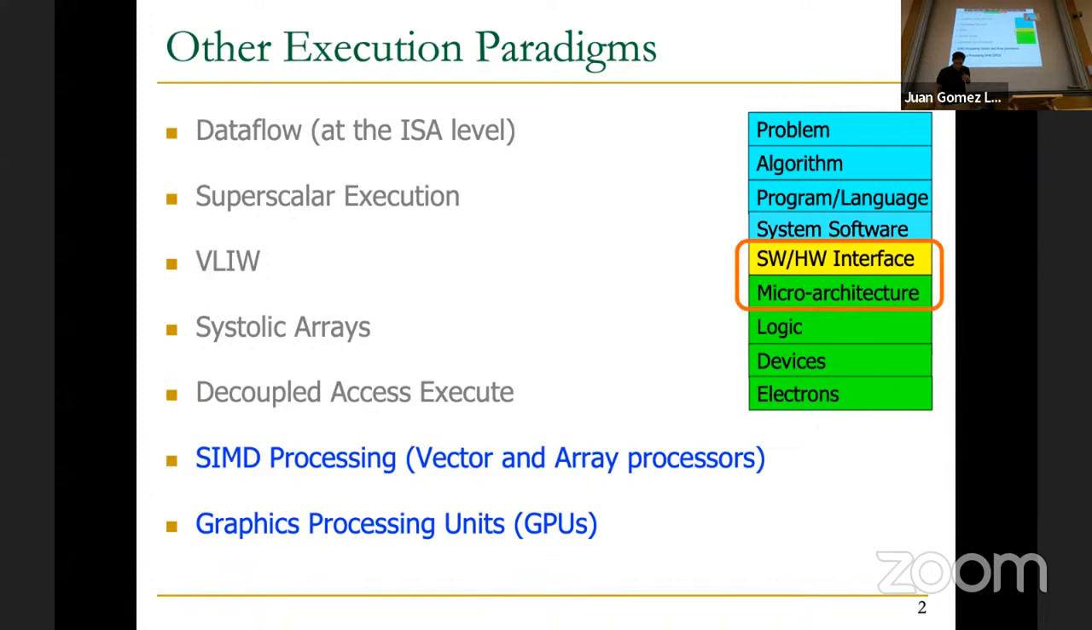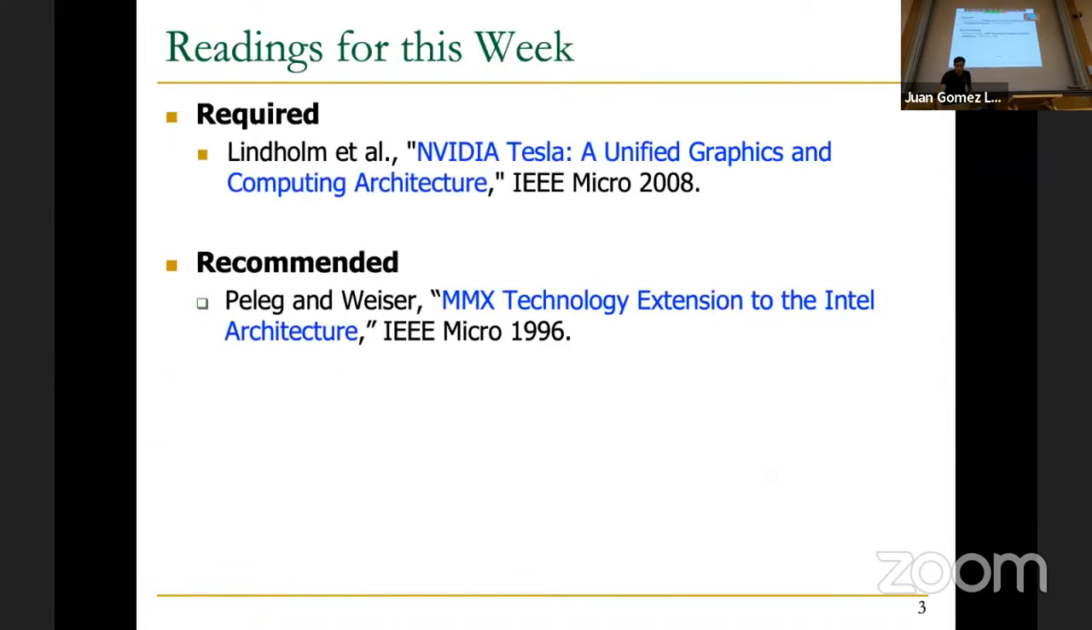Okay. So let's start with SIMD processors. These are the readings for this week. The required one is the first one about the NVIDIA Tesla architecture. You will see what was the first architecture from NVIDIA capable of performing GPU general purpose computing. It's a very nice paper, very well detailed, even though the architecture of the GPUs has evolved a lot in recent years, but still this paper has the basic components very nicely explained.